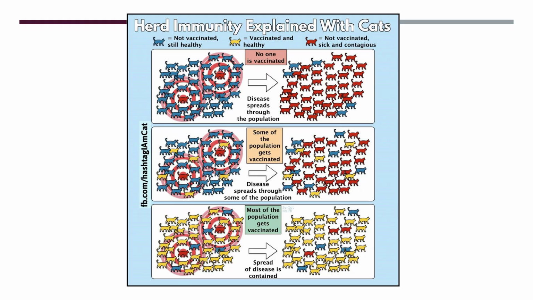So looking at it with cats, you can read through all of that. You can see why we want a population to get immunized. If we get our population immunized, we cut down on the spread of disease. There's always going to be a few individuals that are not immunized for whatever reason, right? But hopefully enough people are that we are protecting everyone else.